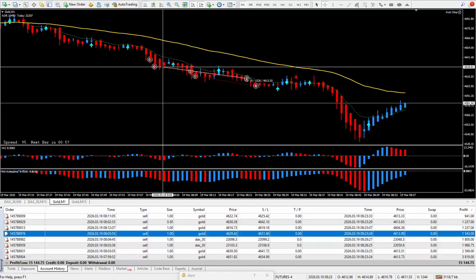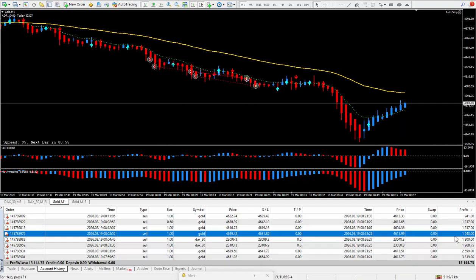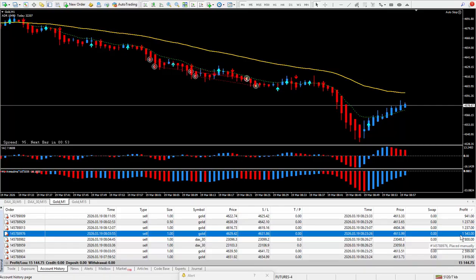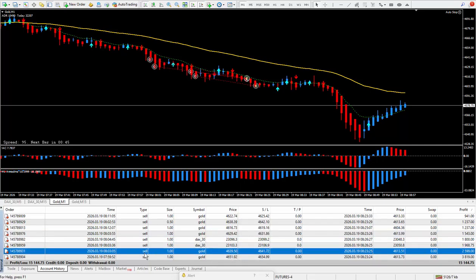152. That's as close as I'm going to be able to show. But it's 154. And that paid out $1,543. And then skip these two DAX. Let's go down to this gold.